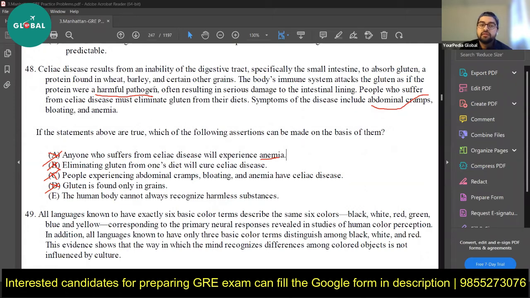So that is true basically, because gluten is not harmful, but the body is taking it as a harmful pathogen. So our body cannot always recognize harmless substances like gluten. Gluten is harmless, but the body cannot recognize. Is it making sense? Yes, sir. So when you read this option, after a while, you will basically get, okay, if this type of option is there, information is not directly given, but indirectly it is correct. So that is always the correct answer. So this is how you have to attack this 48th question.